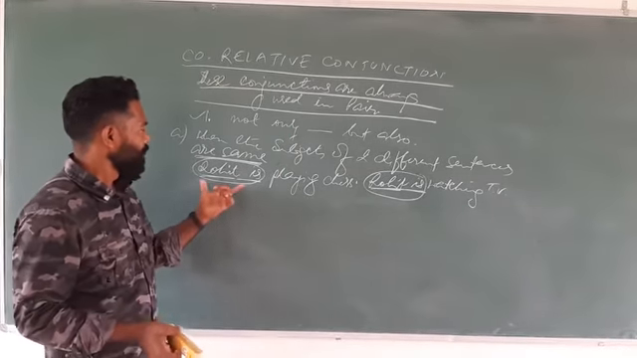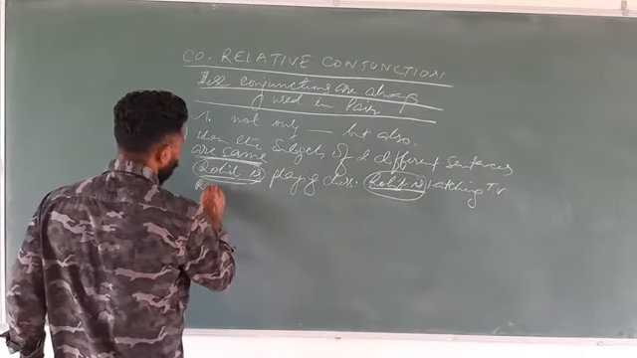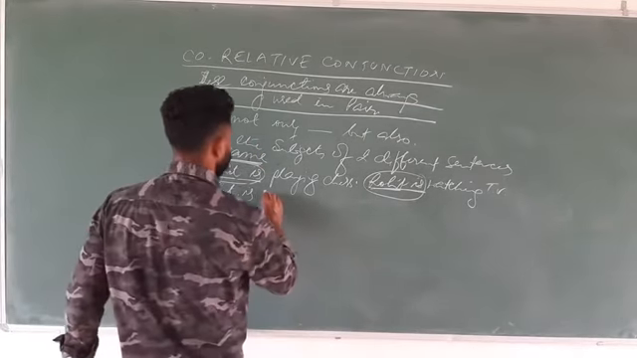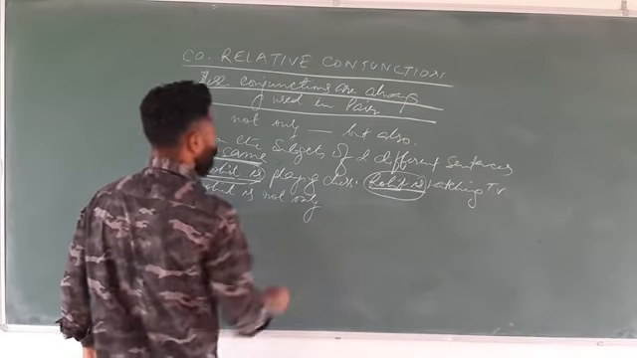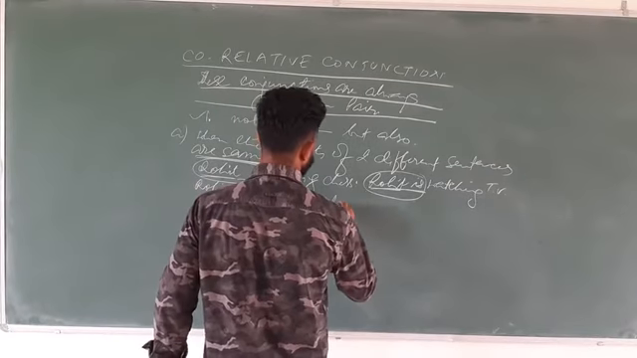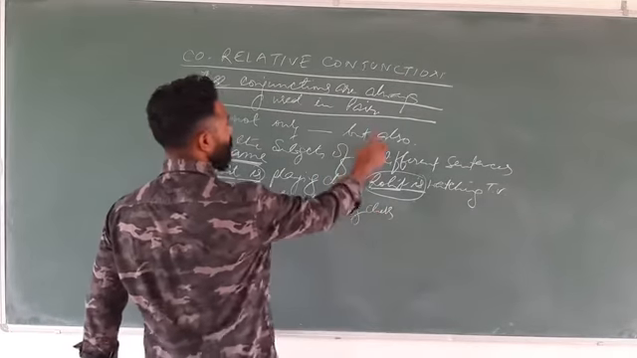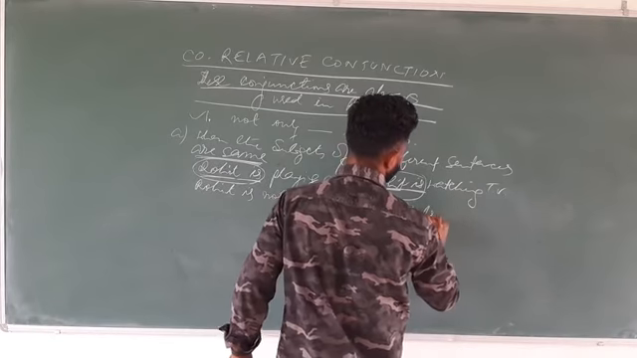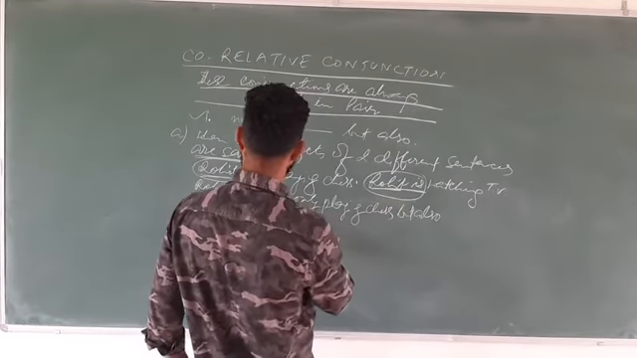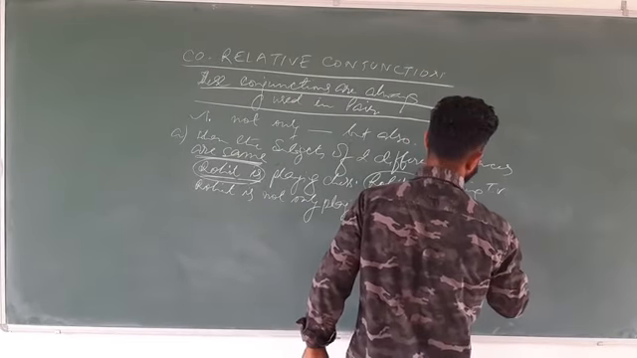The technique is, see, this is the common part: Rohit is. So first we are going to write Rohit is. Now we need to write not only. What is left from the first sentence? Playing chess. We will write playing chess. Now we write but also. And after that we write the remaining part of the second sentence. So, Rohit is not only playing chess but also watching TV. Hence the sentence is done.